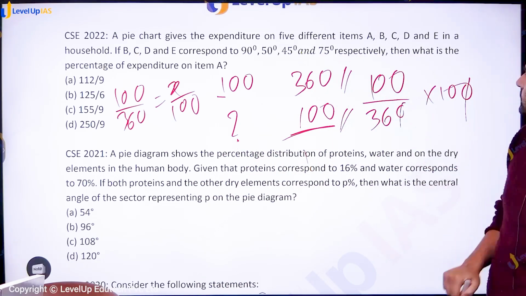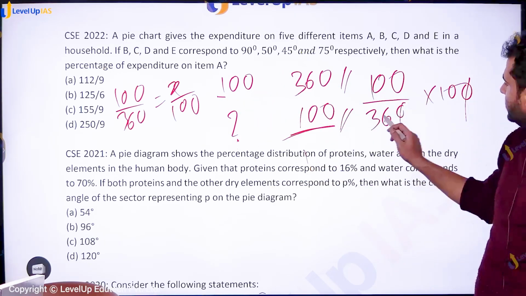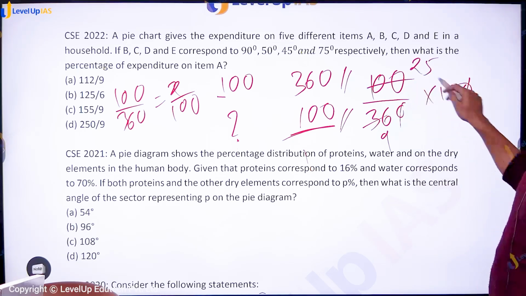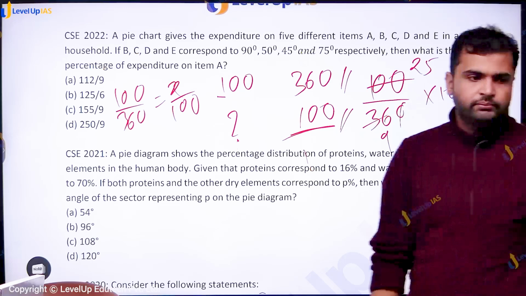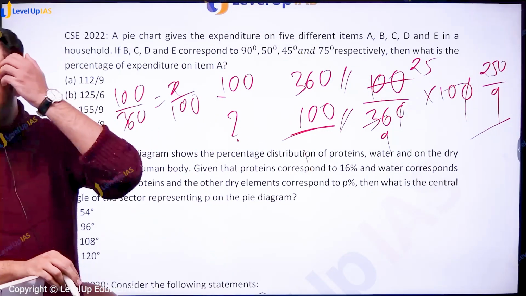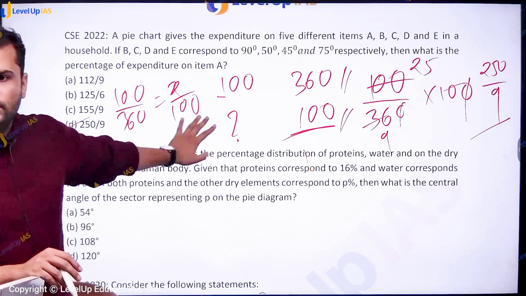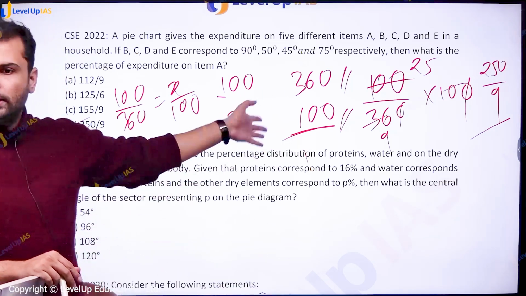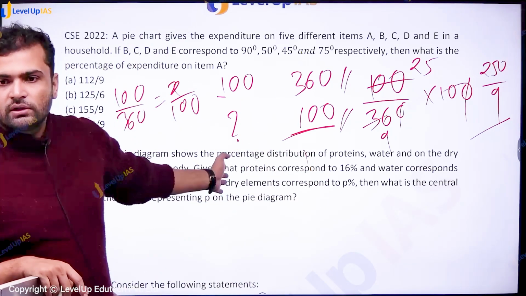One 0 is gone. There is a 9 in the denominator at multiple places, so we can divide by 4. So we have 25 into 10, 250 by 9. Answer is D. Right? Easy question based on simple geometry. You just need to be aware of the central angle of a circle, or total angle, which is 360 degrees.